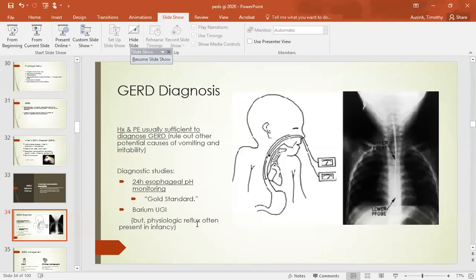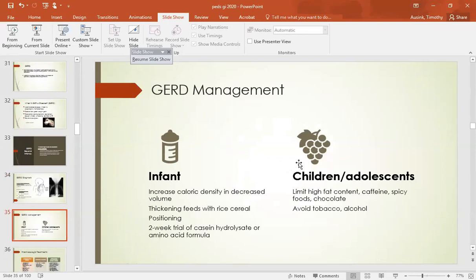There is just this physiologic reflux that is present in infancy that's kind of normal. So we want to try all the simple stuff before we overreact and do the real crazy stuff. And some of this simple management is increasing the caloric density. So you can add a rice cereal or something like that, so it's a thicker, less thin feeding. You can try the positioning, make sure that they're burping. This casein hydrolysate is a formula that they can try. You can do a 2-week trial of that.